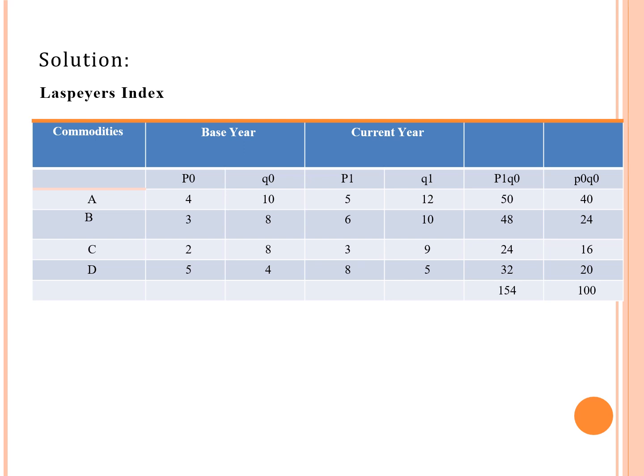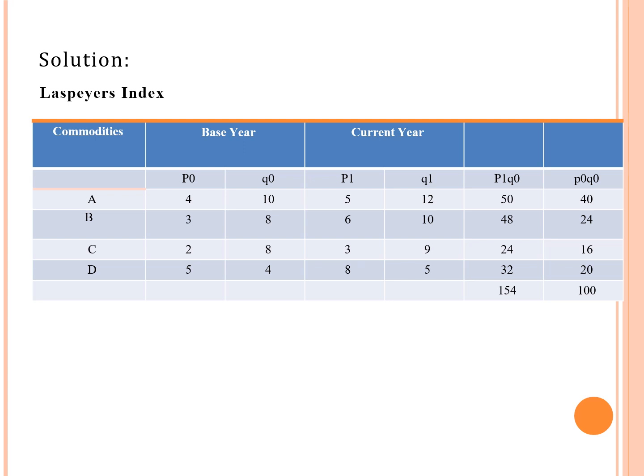So we need to just calculate the summation of P1Q0 and the summation of P0Q0. So here we calculate P1Q0 and P0Q0. P1Q0 means P1, that is 5, and Q0, that is 10. So 5 into 10 is 50. Same thing, 6 into 8 is 48, 3 into 8 is 24, and 8 into 4 is 32.